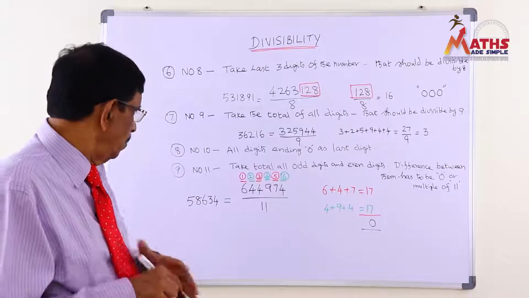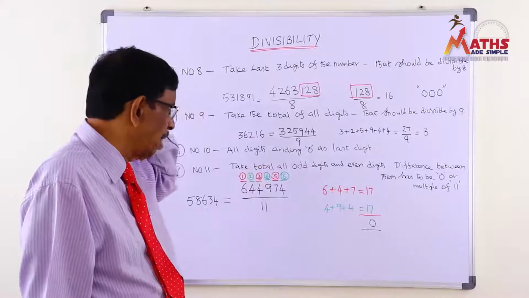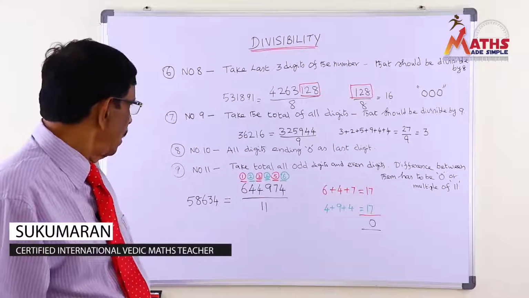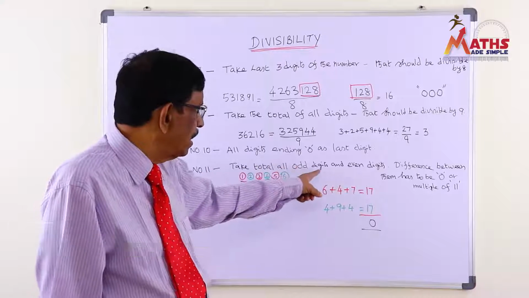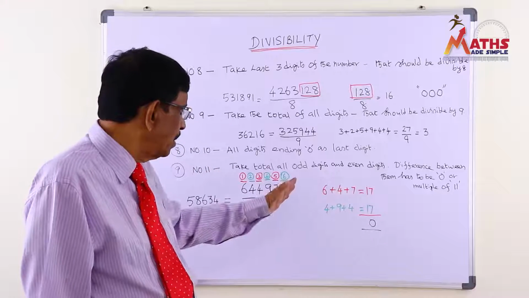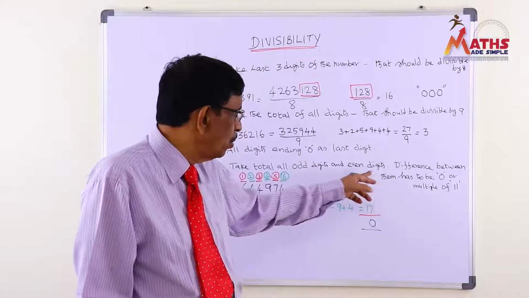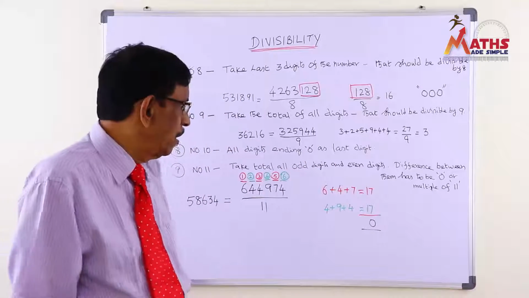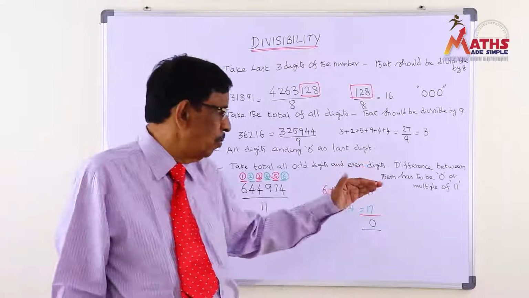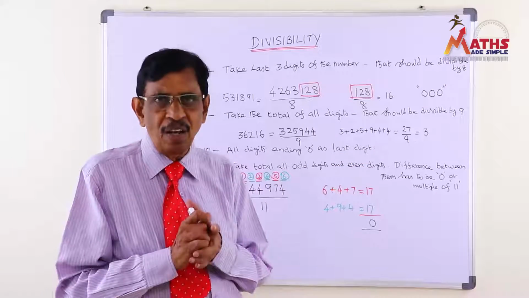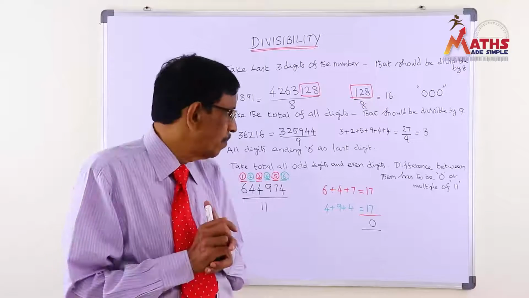What you have to do, let us take this number, 644974 is the number given to us. The process is, take the total of all the odd position digits. Similarly, take the total of the even position digits also. The difference between them has to be either 0 or a multiple of 11. Multiple of 11 means 11, 22, 33, anything like that.